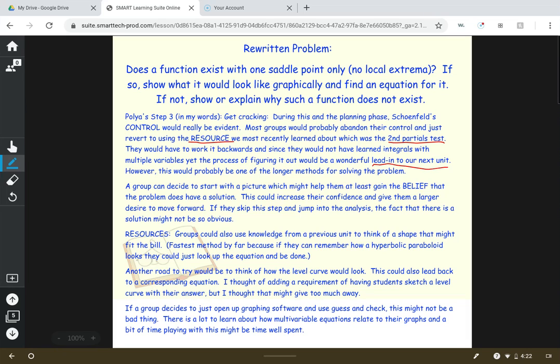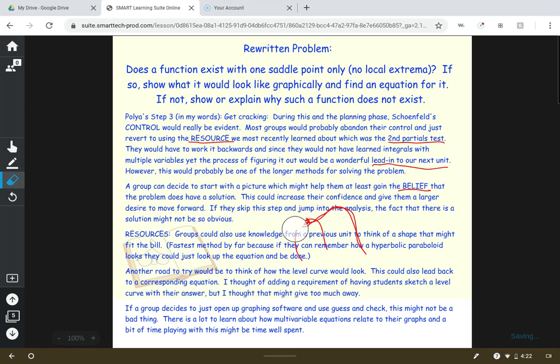Another thing that I thought would be good would be if they started with a picture, then they would get this belief. And belief, I think, covers a lot of different things, including your own personal self-confidence. Well, if you start with a picture, sometimes it could be hard to think of a function with one and only one saddle point and no relative extrema. They would have been used to seeing functions where here's the saddle point, but it still has a max or a min or something like that.